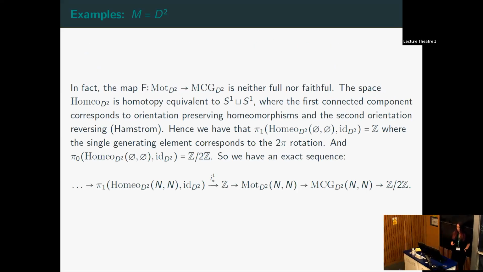What other examples can we look at? So we can notice that, in fact, in the case of d squared, the map from the motion groupoid to the mapping class groupoid is neither full nor faithful, because in the mapping class groupoid we have these orientation reversing things as well, which we talked about, and we have in general that pi 1 of the disk is equal to Z, where the generating element is precisely this 2 pi rotation. So what we find is an exact sequence that looks like this, where on the left we have this Z, these 2 pi rotations, and on the right we have this Z over 2Z.